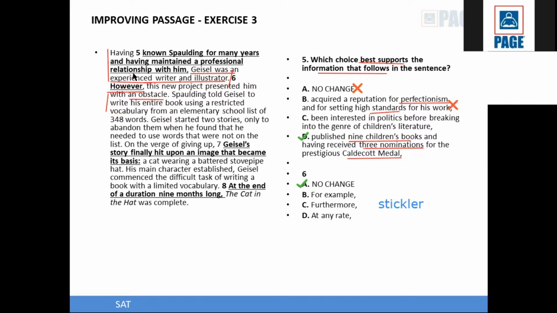The previous sentence talks about experience and the next sentence talks about an obstacle. Both are in contrast. So use a negative conjunction, and here only one option has a negative conjunction. That is no change. That is, you use the same word as it is. So the answer for 6 is, sorry, A. Hope you understood. Okay, fine. Now we go to the next question.